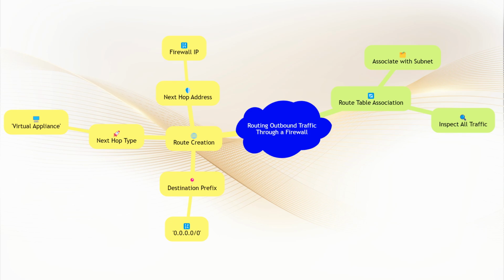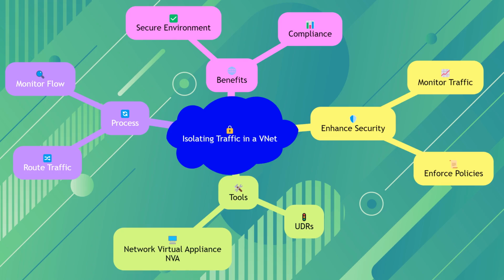In some cases, you may need to isolate traffic within a virtual network to enhance security. For example, you can create a route that directs traffic between subnets through a network virtual appliance, NVA, for monitoring and control. By configuring UDRs to route traffic through the NVA, you can enforce security policies and monitor traffic flow within the VNet. This approach helps in maintaining a secure and compliant network environment.